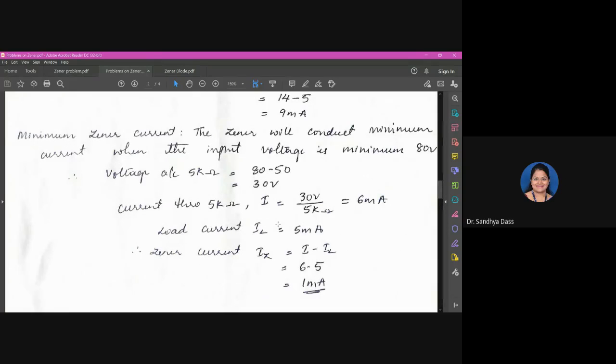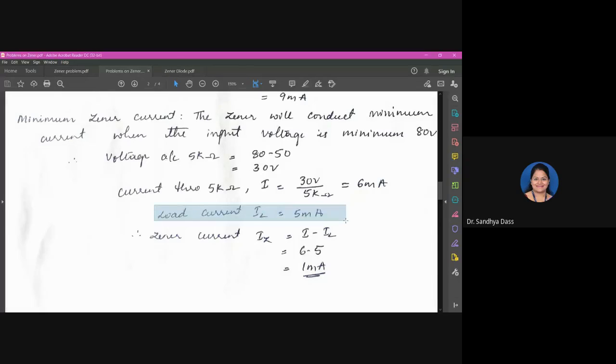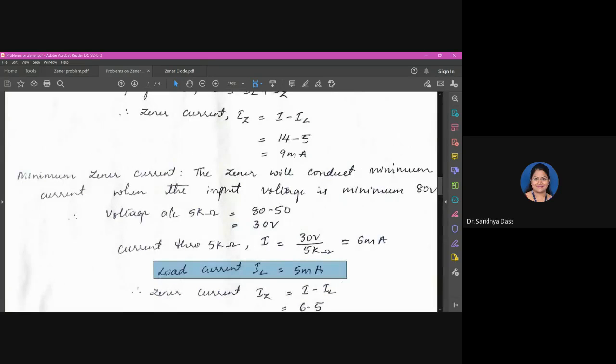Now current I is 6 milliamps. Load current will be fixed and will not change, which you have already calculated as 5 milliamps. Now minimum Zener current IZ minimum will be I minus IL. Your I is 6 milliamps, IL is 5 milliamps, so the answer will be 1 milliamp. So the minimum Zener current is 1 milliamp and the maximum Zener current is 9 milliamps.